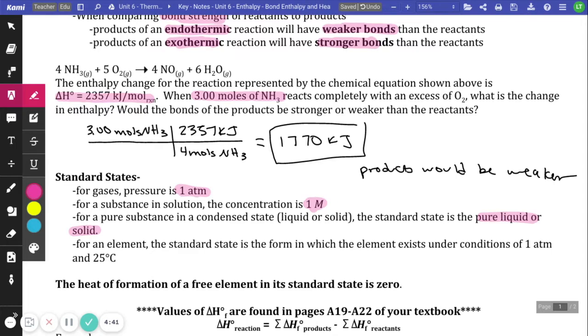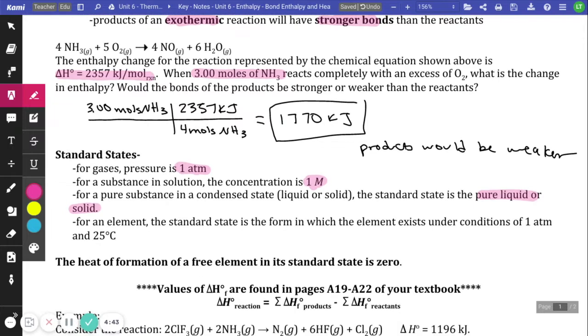And then for an element, the standard state is the form in which the element can exist under conditions of 1 atmosphere and 25 degrees Celsius. It's kind of like saying room temperature and pressure. Here in Texas, our pressure is typically around 1 atmosphere. Sometimes it's a little more, sometimes it's a little less, but it's pretty much around that for us.